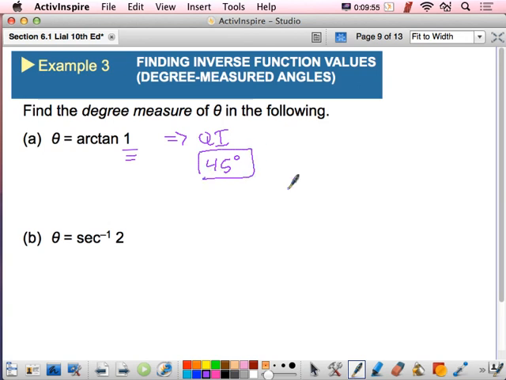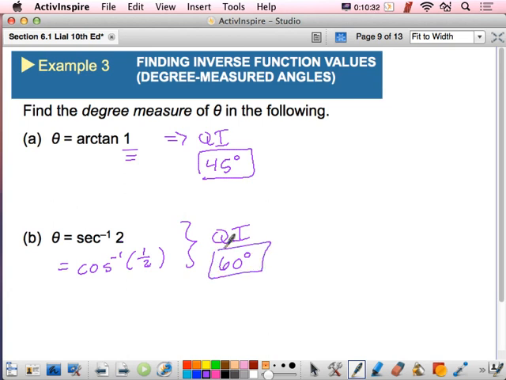Now here's where things get a little weird. If I ask you to find the degree measure where the inverse secant is positive 2, I don't have my secants very well memorized. So what I do usually is I say this is the same as the inverse cosine of 1/2, right? Because if secant is 2, what's cosine? 1/2, yeah. And I know because it's positive that I'm in quadrant 1. So it must be what angle? 60 degrees, yeah.